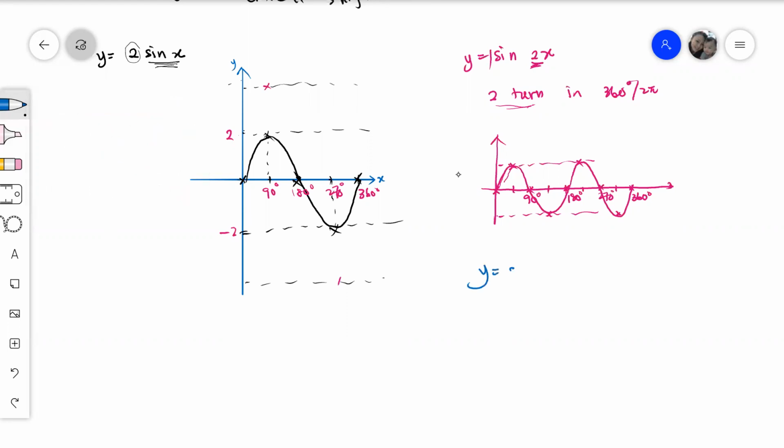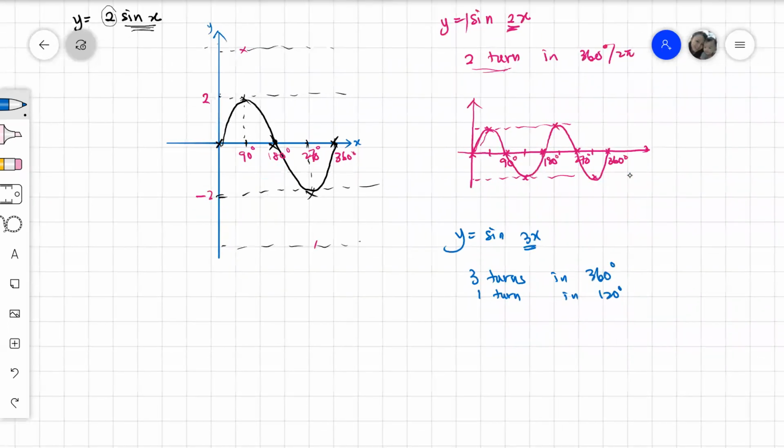Y equals sine 3x. What does that mean? That means 3 turns in 360 degrees. Now, if 3 turns in 360 degrees, that means for 1 turn, it will be 360 divided by 3, 120 degrees. Okay, so let's sketch this one, a very quick one.